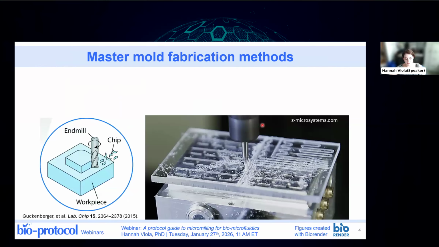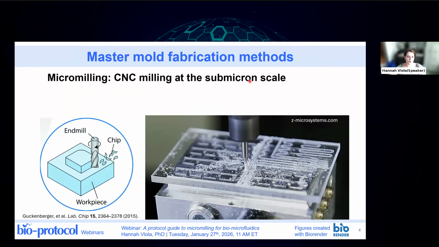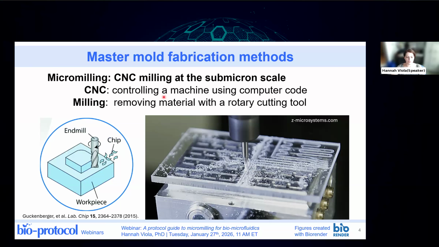So first I'll introduce the method we're focusing on today, micromilling, which is CNC milling at the submicron scale. So let's define those words. CNC means that we're controlling a machine using computer code. CNC is computer numerical control, and that's a common way we will program a machine to do precise movements. And then milling refers to the removal of material using a rotary cutting tool. So a tool like we have in the picture that is spinning and it's sharp on the end. So it's basically a drill bit that's spinning and it's going to remove material and create these chips.